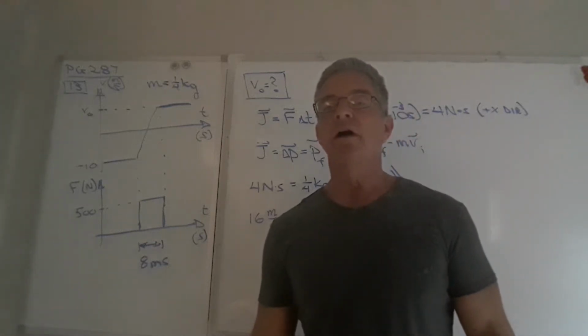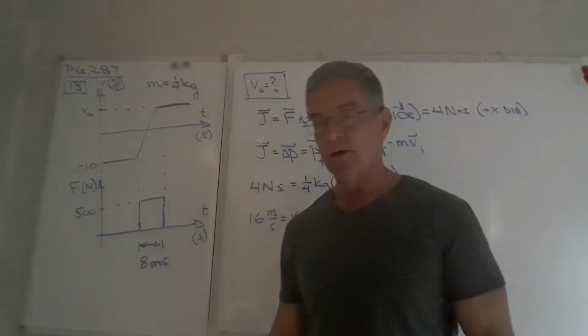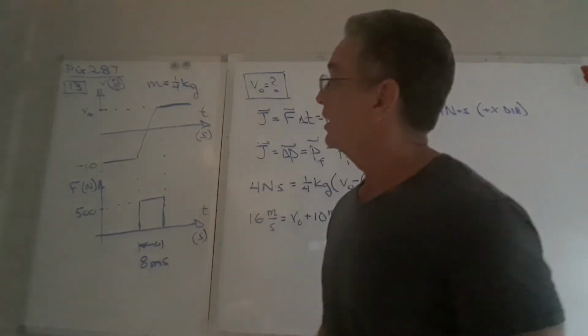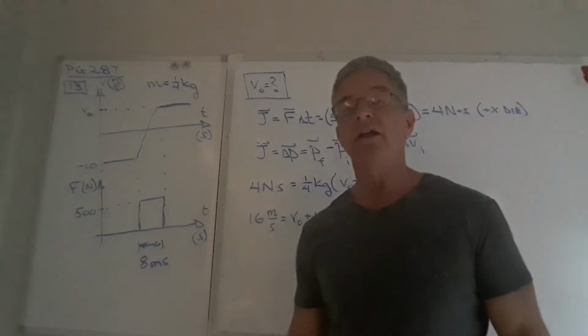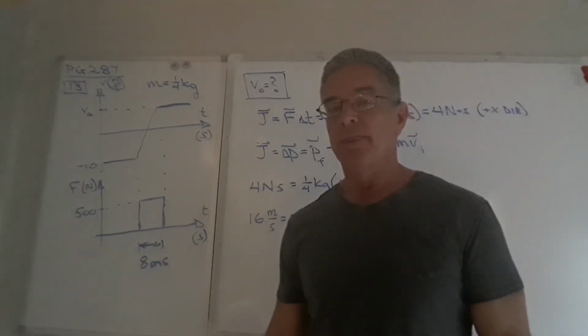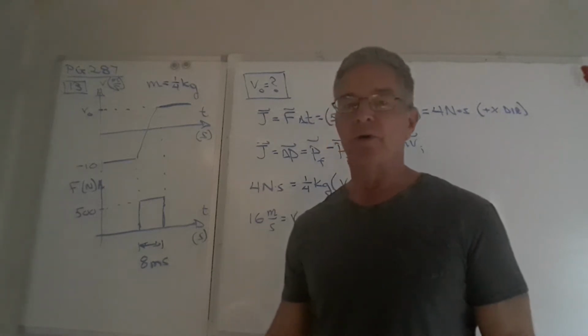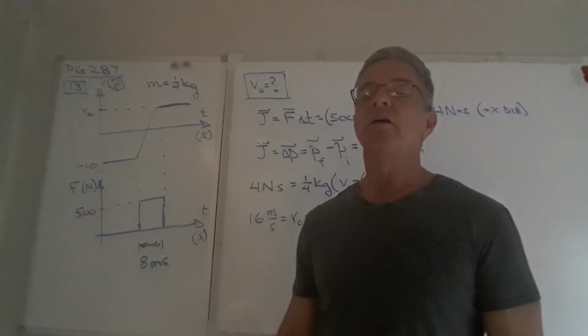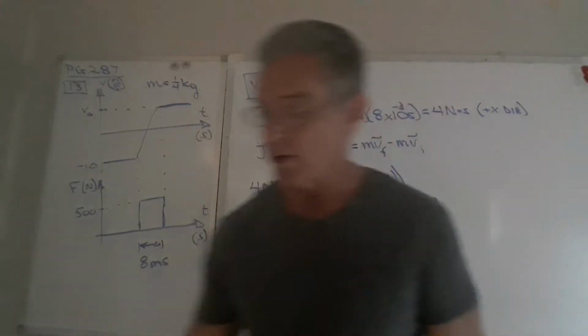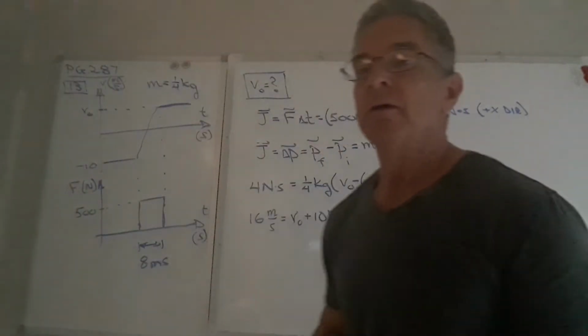Hello again. I've got problem number 13 from the end of the chapter on momentum. That would be page 287, up on the board right now. I just did this one. It's a conservation of momentum problem, and it's pretty low level, but it involves graphing. I'd like you to be able to understand graphing and how it relates here.